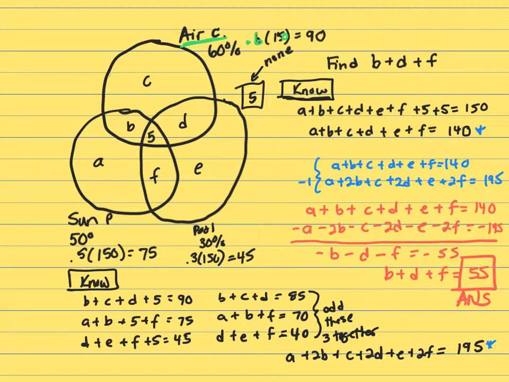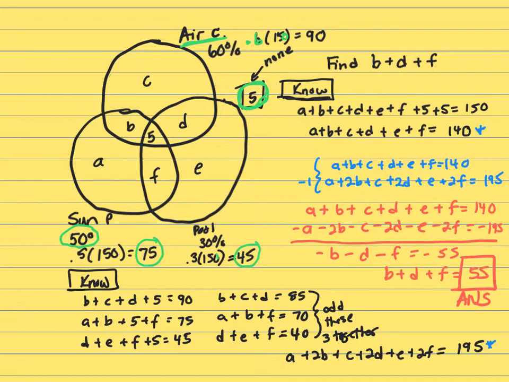And then you have some that have a sun porch. 50% have a sun porch. So 0.5 times 150 homes, you got 75 with a sun porch. 30% with a pool. 30% times 150, you got 45 with a pool. And then you've got 5 on the outside, and they don't have any of these, okay?